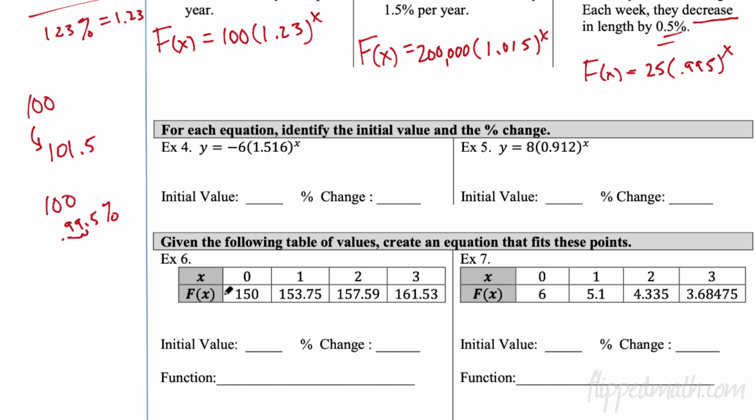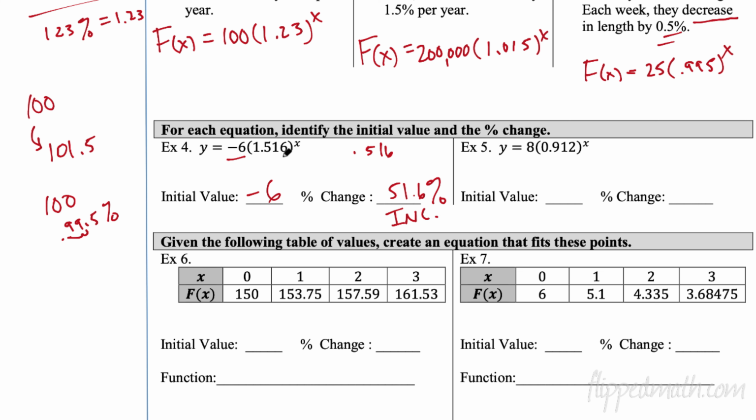Okay, next type of question, very simple. We're just going to be given the equation here. Instead of f of x, they're using y. We're going to find the initial value. That's always first. Remember, that can be negative or positive. And the percent change is the distance above 1. So here the distance above 1 is 0.516. If I write that as a percent, I move the decimal over, I get 51.6%. And that is going to be an increase or decrease? I'm going to say an increase.